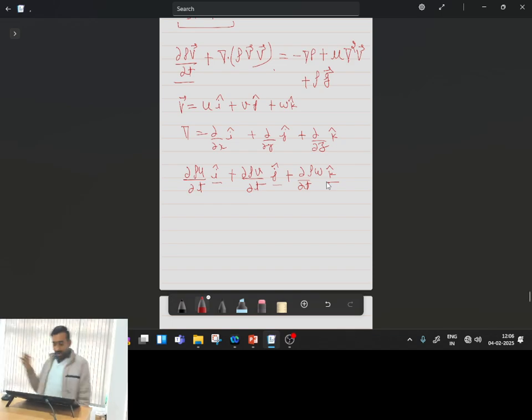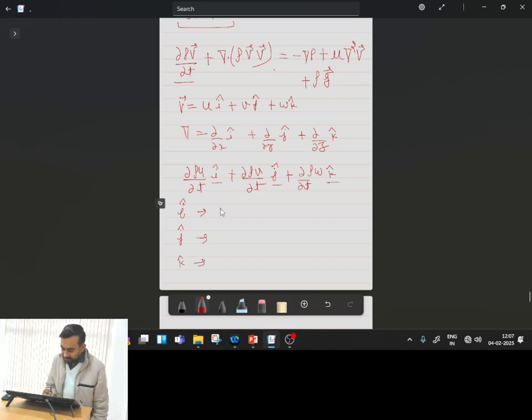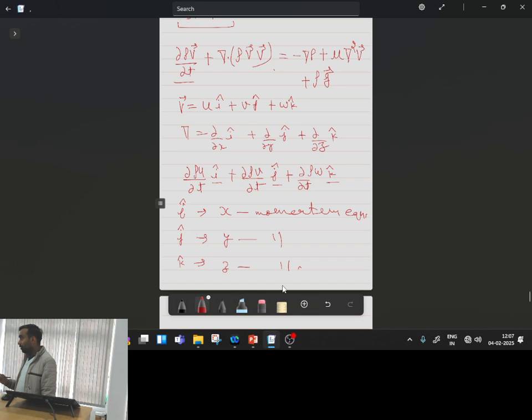Now from this momentum equation, if you segregate all the terms involving i cap, all the terms involving j cap and all the terms involving k cap, then you get nothing but your x momentum equation, y momentum and z momentum equations. Is this point clear? Before starting the discussion of momentum equation for multiphase flow, this should be clear to you.